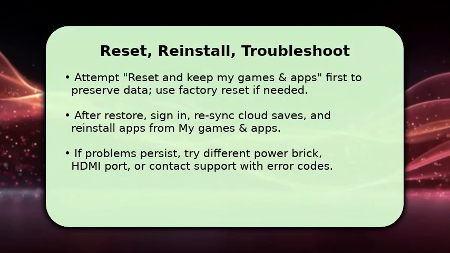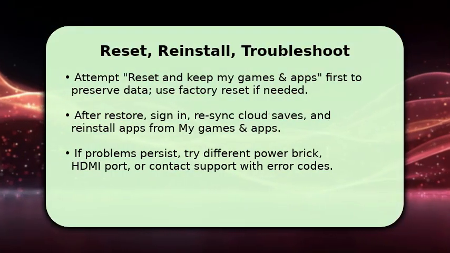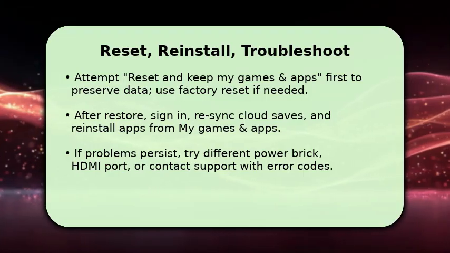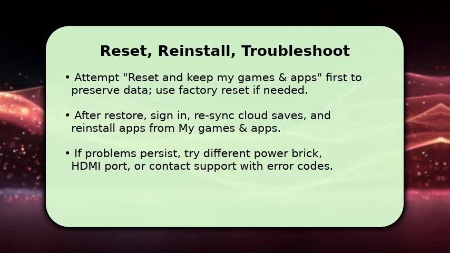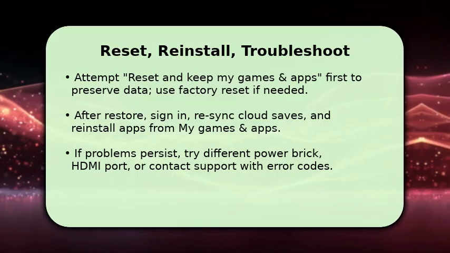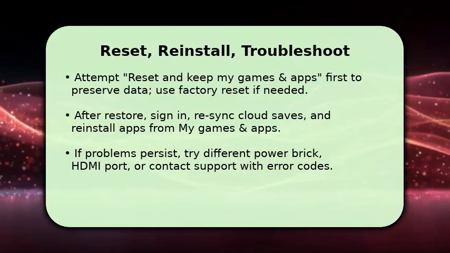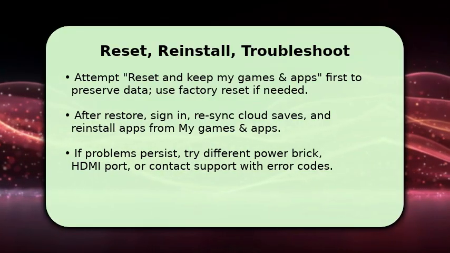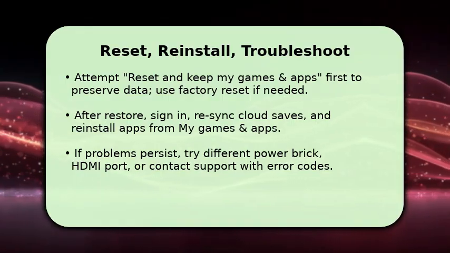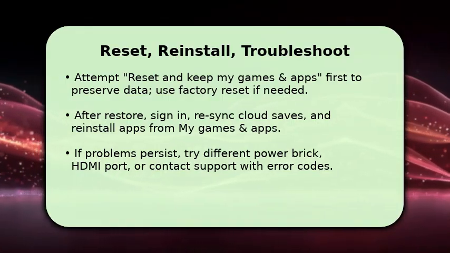Choose Reset and keep My Games and Apps to preserve installed content while restoring system files. If that fails, perform a full factory reset and then use your prepared USB or network update to reinstall the OS. After the console boots, sign in so cloud saves and licenses sync, and reinstall your apps from My Games and Apps.